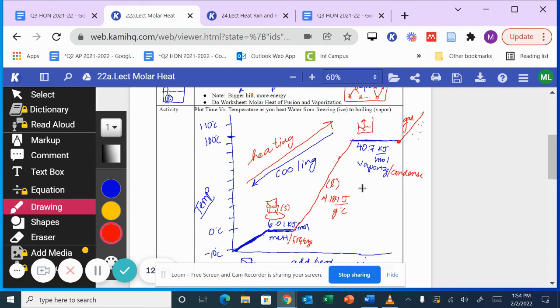So what you can see here is that at this first flat line, melting and freezing occurs. At the second flat line, vaporization and condensation occurs. Okay, this is called the heating and cooling curve for water. This is only for water, because if you had a different substance, then the temperature of melting and freezing and vaporizing and condensing will be different.